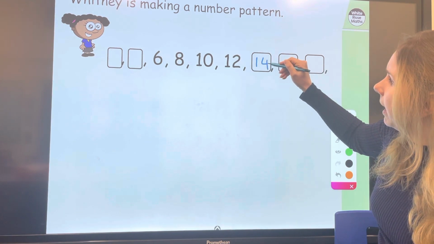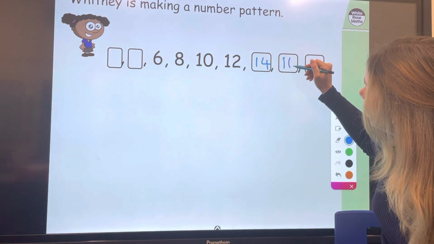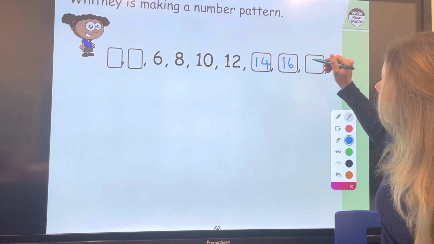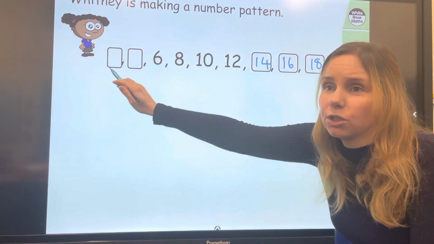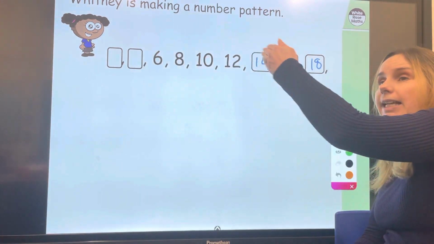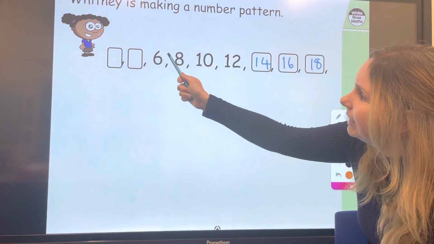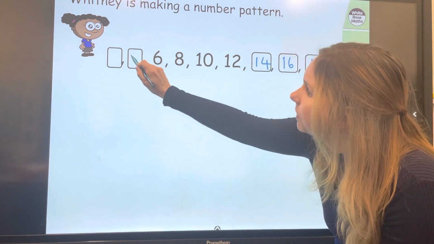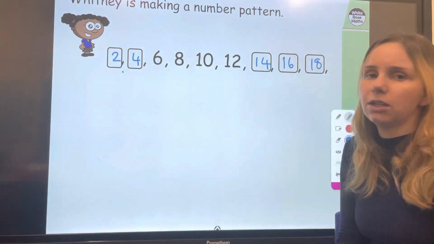What would be my next number? 2 more ones and 4, 16. What would be after the 16? 18. Now, I need to go back in my 2s. So not only do we need to be able to count on in 2s, we need to be able to count back in 2s. 10, 8, 6. I know before 6 it is 4, and before 4 it is 2.